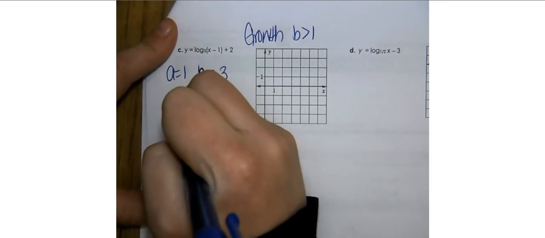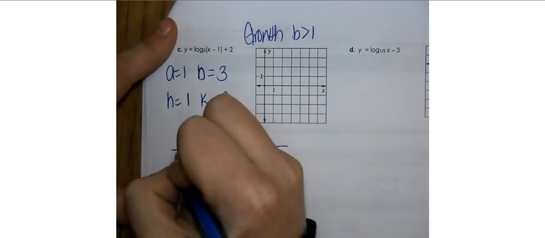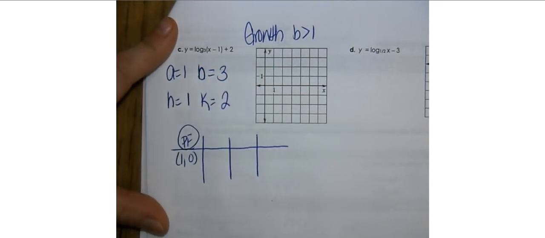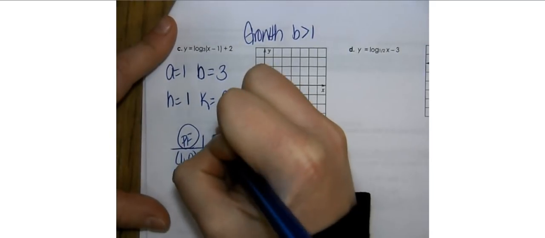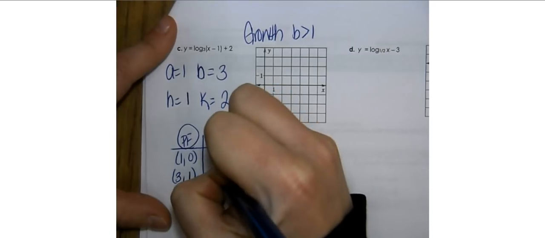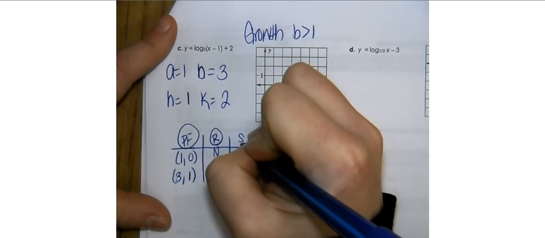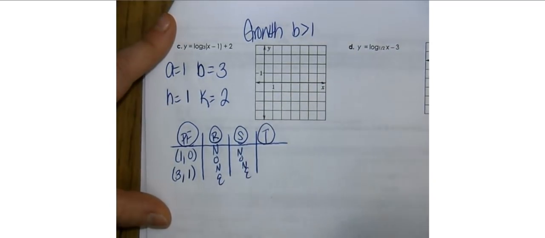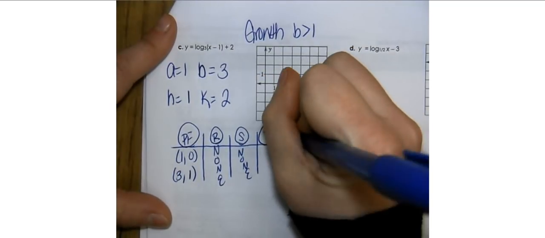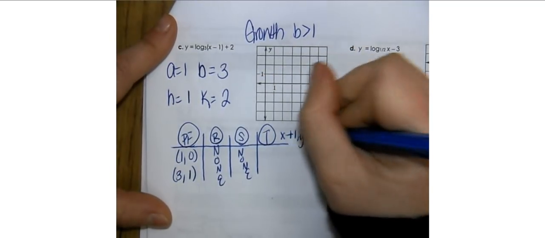Here's my parent function. My parent function is going to be 1, 0, and then my B value, which is 3, comma 1. In this case, I do not have a reflection. I do not have a stretch, and that's because my A value is equal to 1. But I do have a translation. I'm going to take all of my x values, and I'm going to add 1, and then I'm going to take all of my y values, and I'm going to add 2.